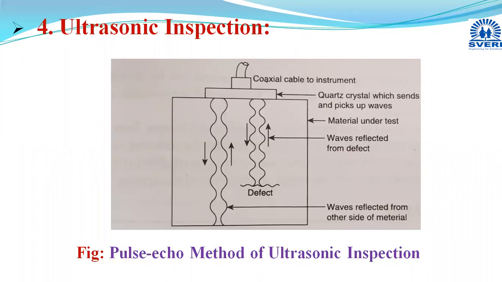Then depending on the time taken by the ultrasonic waves to reach from one end to the other end, and depending on the patterns obtained on the CRO screen, that is the cathode ray oscilloscope screen, we can determine whether any kind of defect is present in that component, or that component is defect free, depending on the pattern obtained.